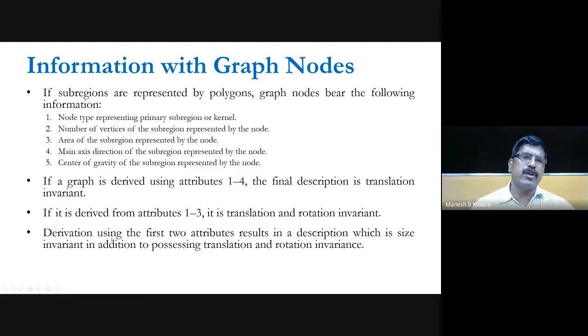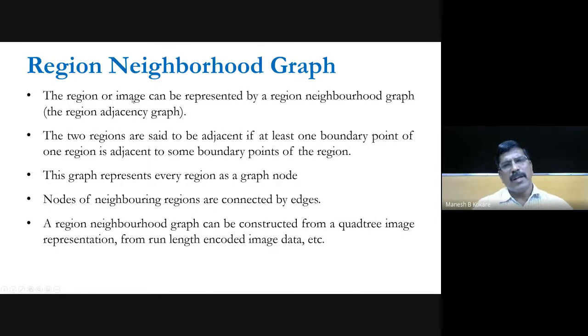So derivation using the first 2 attributes results in a decomposition which is size invariant, in addition to possessing translation and rotation invariance. So we can also achieve scale invariance, then translation invariance and rotation invariance. If this kind of information is there, it is translation and rotation invariant. If this kind of information is there, it will be translation invariant, and so on. So you can obtain graphs which are translation, rotation, and scale invariant by having this kind of information along with the node, right?